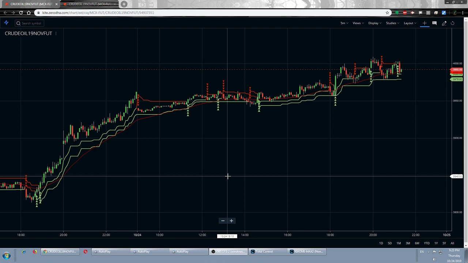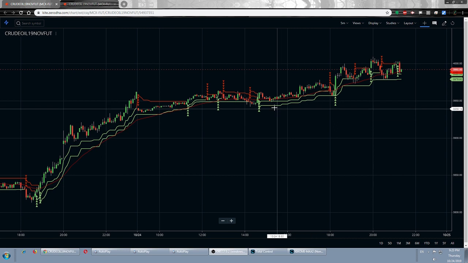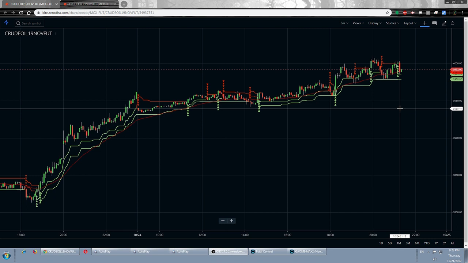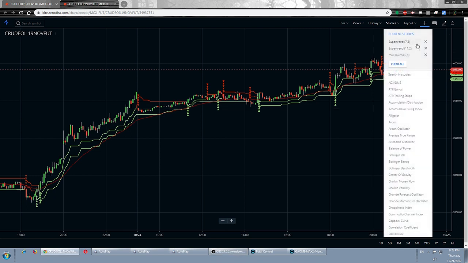Let's get back to the strategy now. What you see on the screen has three indicators: two Super Trend indicators and one exponential moving average. If I go to studies, you can see the value of one Super Trend is 7.3 and the value of the second Super Trend is 11.2. The 11.2 is the faster Super Trend and 7.3 is the slower one. 11.2 is the faster one, which is why it is closer to the candles, while 7.3 is the slower one, which is why it is far away from the candles. And this is an exponential moving average with a value of 34.